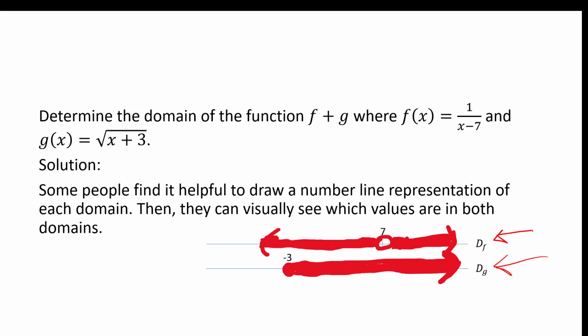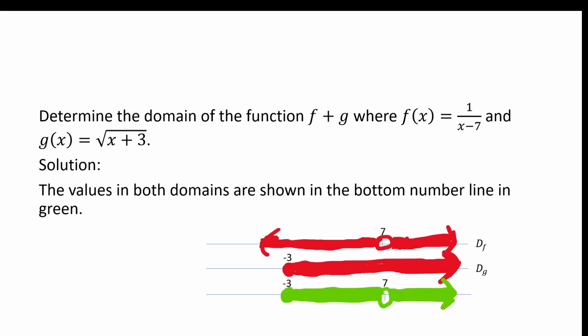We want to make a third number line in which we color in every single value that's been shaded in both number lines. Well, if we were to do this roughly, we'd see every value from -3 over to the right has been shaded in both number lines, except 7 has not. 7 is still an open circle, but then every number to the right of 7 has been shaded in both. And so we can show that in green, as you see there.